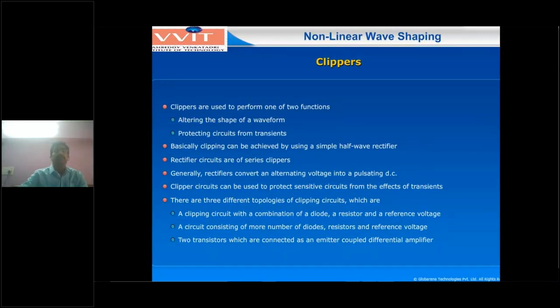There are three different topologies of clipping circuits. The first is a circuit with a combination of a diode, resistor, and a reference voltage, in either series or parallel combination. The second is a circuit consisting of more diodes, that means two diodes, using resistors and reference voltages. The third uses two transistors for the clipping operation; that circuit is called an emitter-coupled differential amplifier circuit.